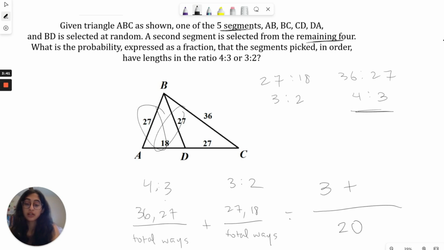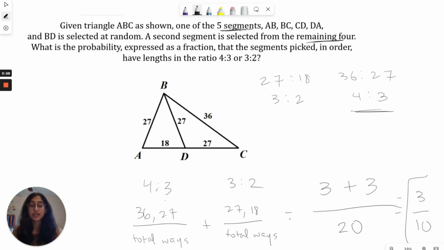So these are your 3 possible ways to pick 2 sides with the ratio 3/2 in that order. So this ends up being 6/20, which we can divide by 2 to get 3/10. So the probability that the segments picked in order have lengths in these 2 ratios is 3/10.